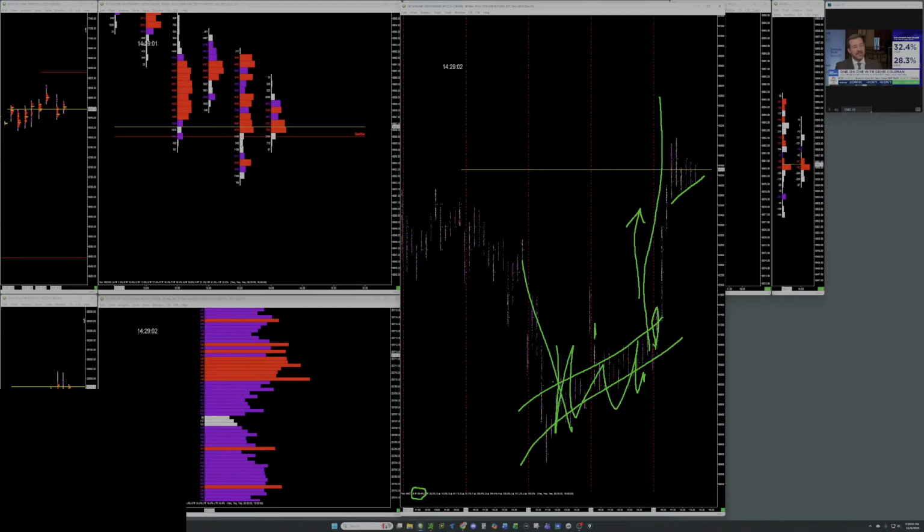1, 2, 3, 4, 5, maybe 6 lows altogether. The same thing goes to the upside. This can go higher and then go lower, or it can go lower and then higher. There's no conviction at all in this market.